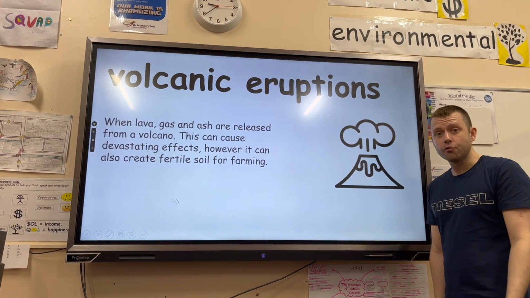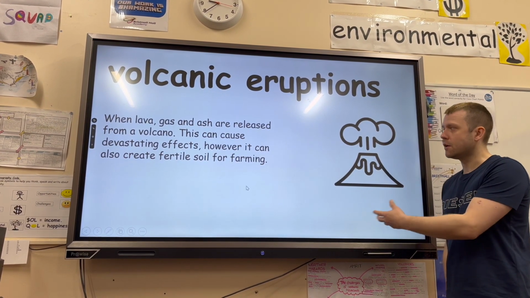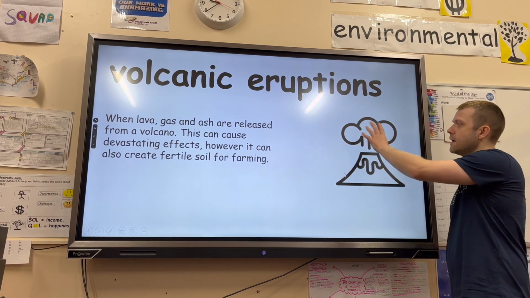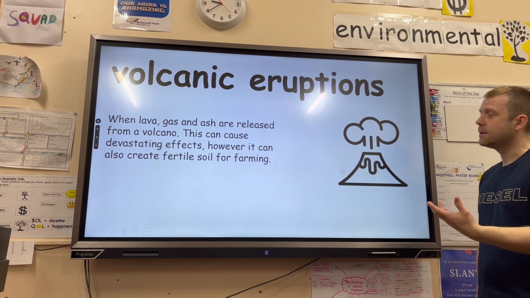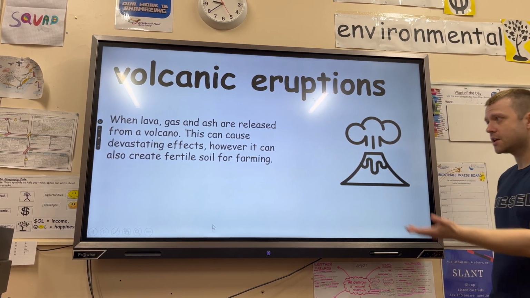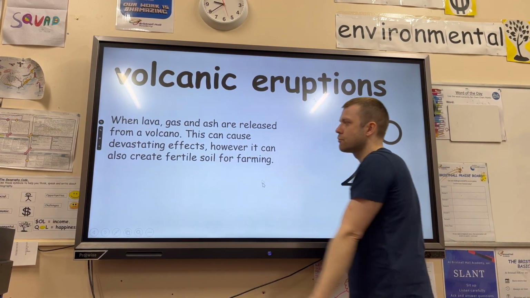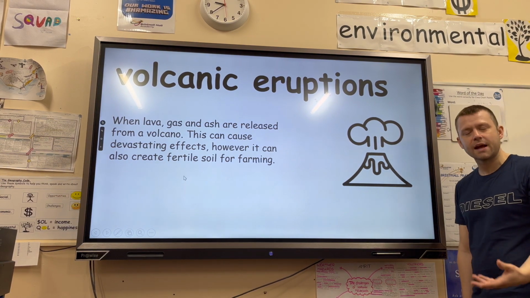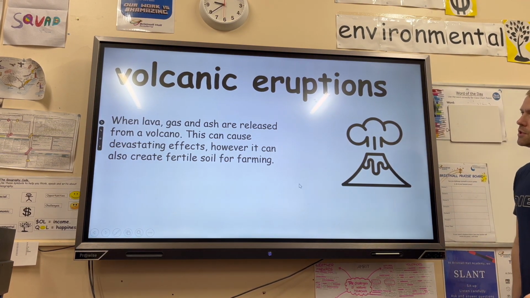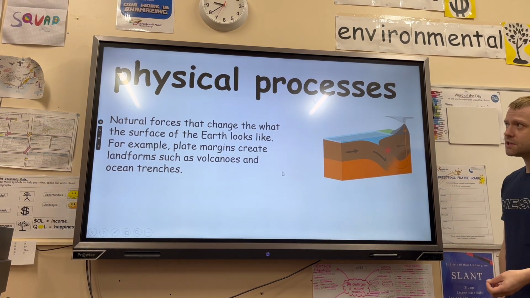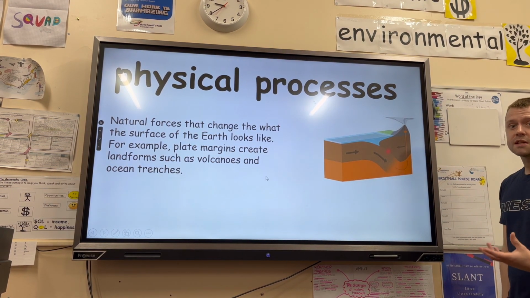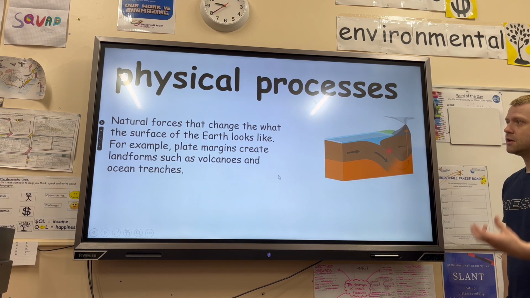A volcanic eruption is when a volcano explodes. It emits lava, ash and toxic gases, and again it can cause devastating effects. However, volcanic eruptions can also create fertile soil for farming and agriculture, so there are opportunities and challenges of volcanic eruptions. Physical processes. The term physical processes is just something that occurs naturally.